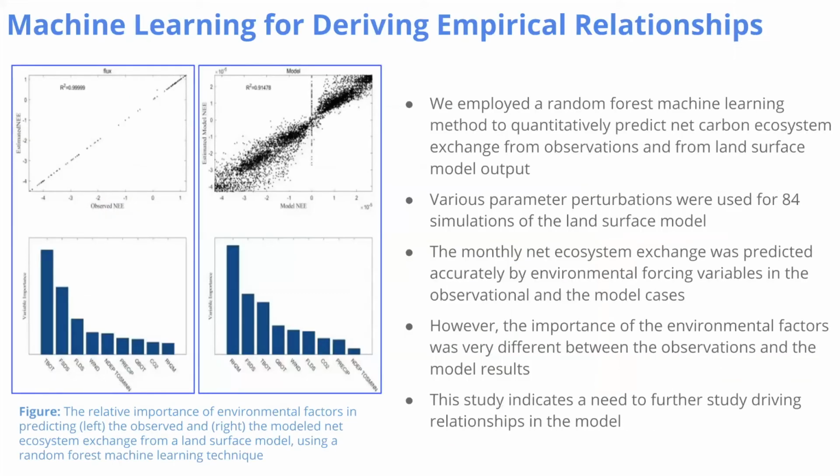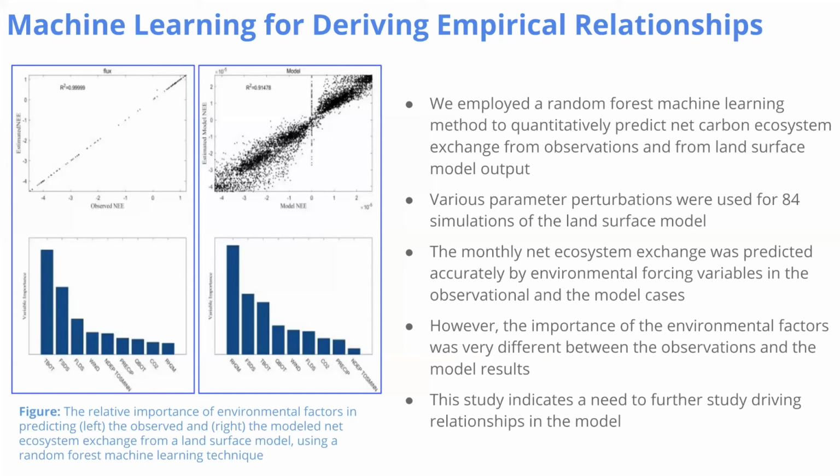One more thing that we've done is applied machine learning to look at empirical relationships. So we used a random forest machine learning method to predict net ecosystem exchange, both from observations, in the left-hand column of figures, and from the land model output itself, from a whole bunch of these simulations that we ran with different parameters. And you can see that we do a pretty good job of capturing what NEE would be based on those other forcing factors in the model.